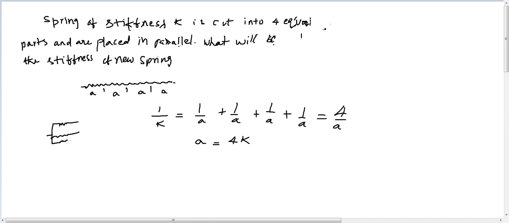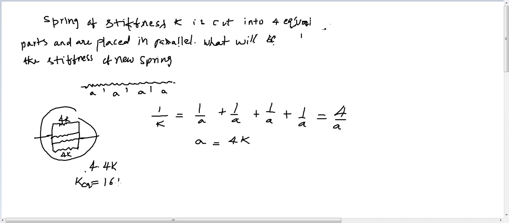4 springs are there, and each one is having 4K stiffness. So the resultant stiffness of this combined new spring will become, since they are connected in parallel, 4 times 4K, which is 16K. K equivalent is 16K.